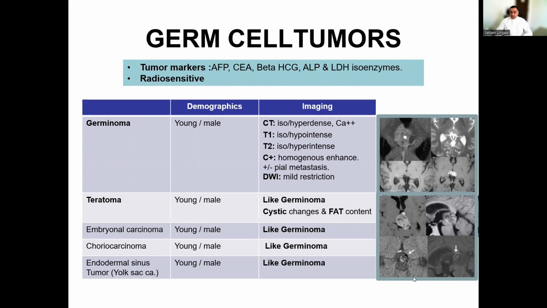You see the same features in teratomas, except they are slightly larger. They have multicystic components, and there is calcification as well, and the fatty content that is seen. So the presence of fat and multicystic changes are main features of teratoma, otherwise germinoma, teratoma, embryonal carcinoma, choriocarcinoma, and yolk sac tumors all look alike.